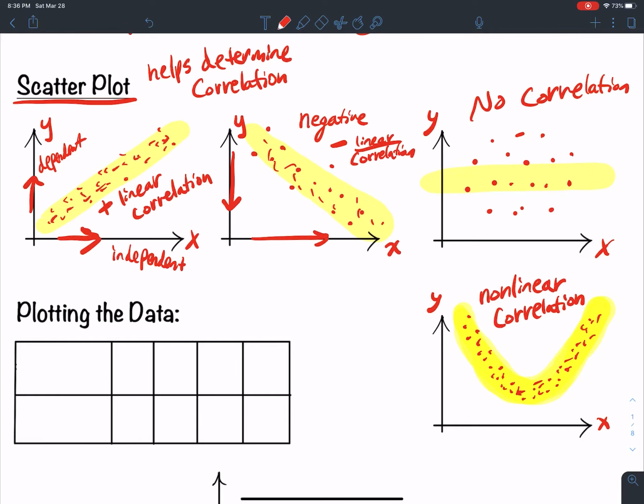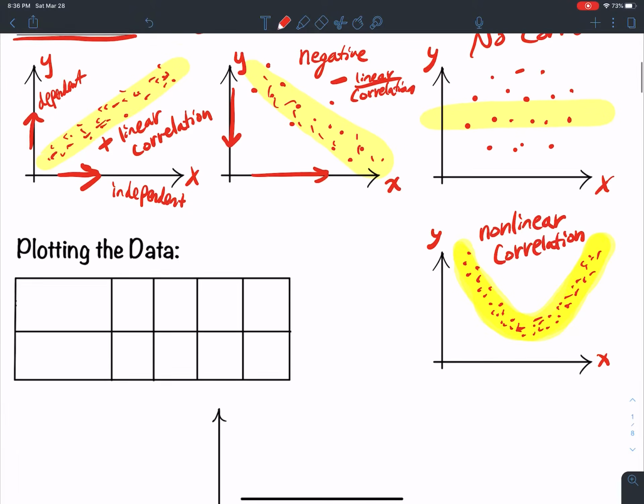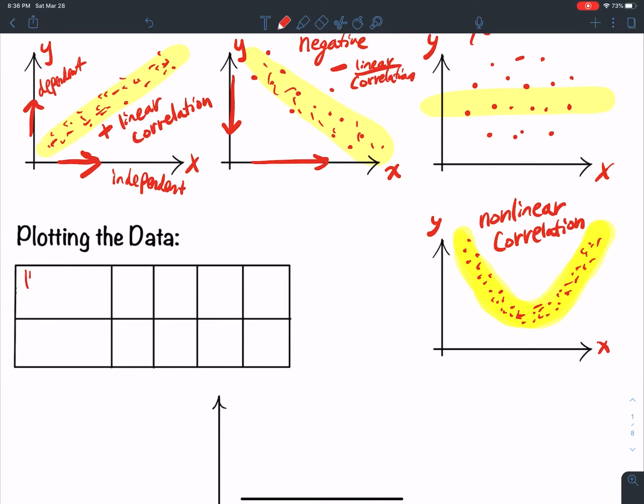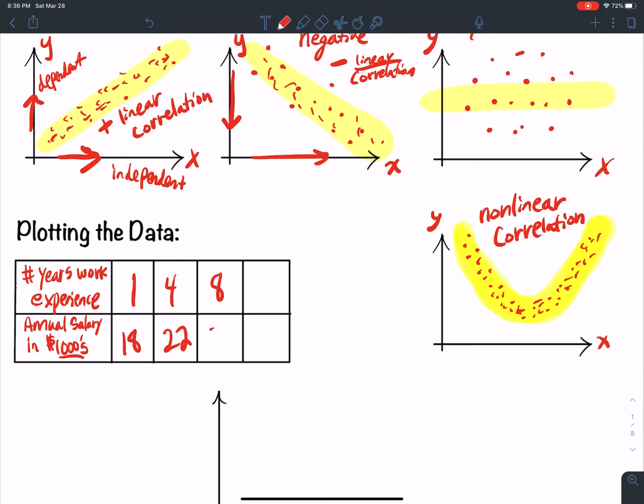Okay? So to give you an example of how you would plot, say you had number of years work experience versus annual salary in thousands. Right, so 1 year experience, 18,000, 4 years experience, 22,000, remember 22, and in thousands I put 3 zeros. 8 years experience, 30,000, and 15 years experience, 45,000.